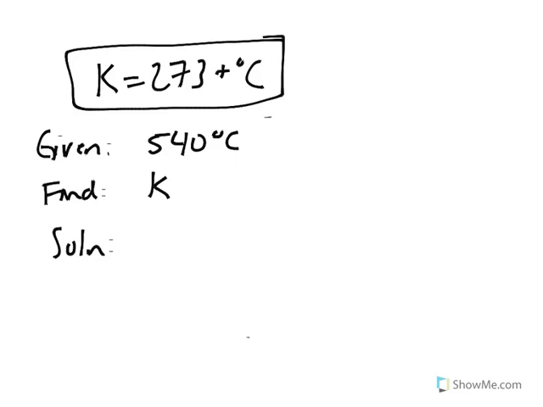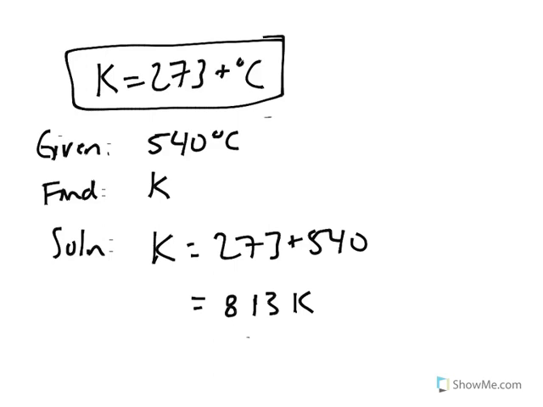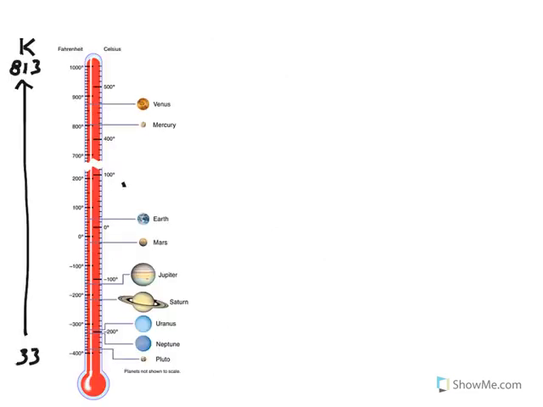Let's do another example. Let's say you're looking at the temperature of 540 degrees Celsius. What is the equivalent temperature in Kelvin? Let's use that equation. Kelvin is equal to 273 plus 540. And we add them together, and we get 813 Kelvin, which might seem like a hot temperature to you. But let's look at some typical pictures of hot and cold objects.